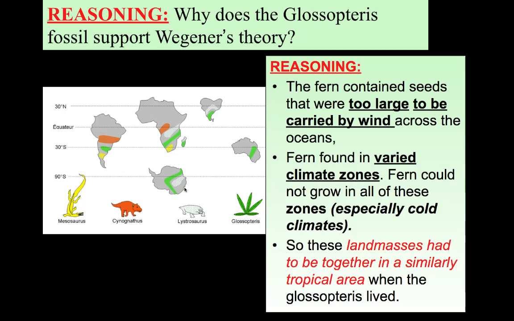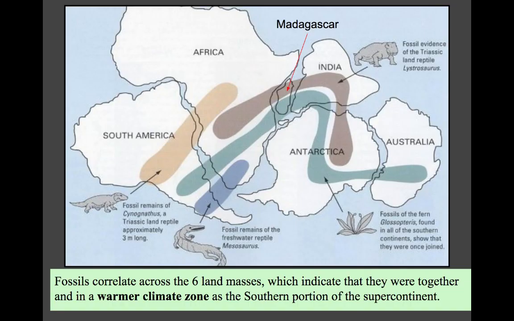So Wegener used this as reason to support that the continents were together and in a similar tropical area when Glossopteris lived and thrived. So there are a couple of fossils that support his idea. Now, when we look at the map in front of you, you see there are other fossils too. We have the Cynognathus, we have the Lystrosaurus, other reptiles. 3 reptiles in total that Wegener used to support his idea.